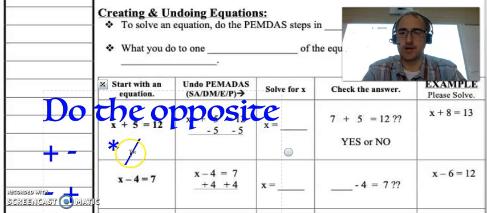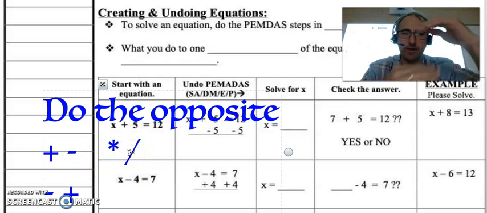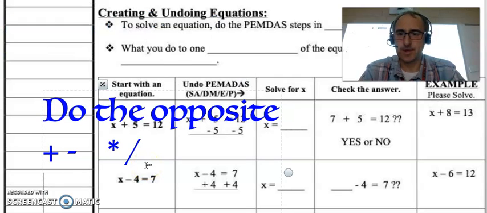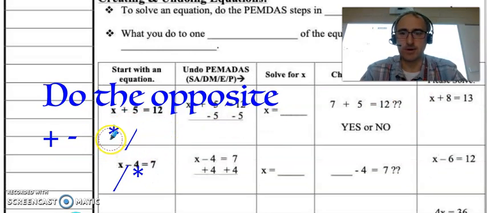And when we type it in our calculators, it looks like this instead of the line with the two dots. And when you see divide, remember you are going to multiply. And this is what we're going to talk about today. We're going to talk about multiplying and dividing.